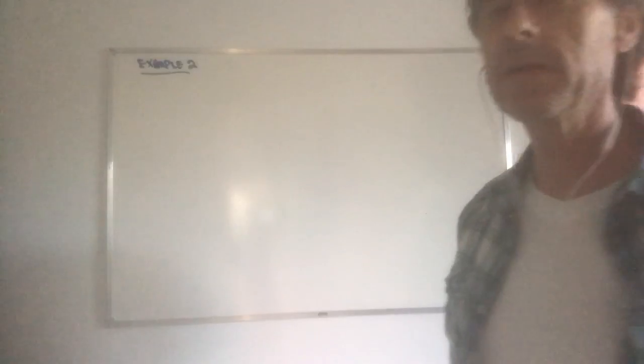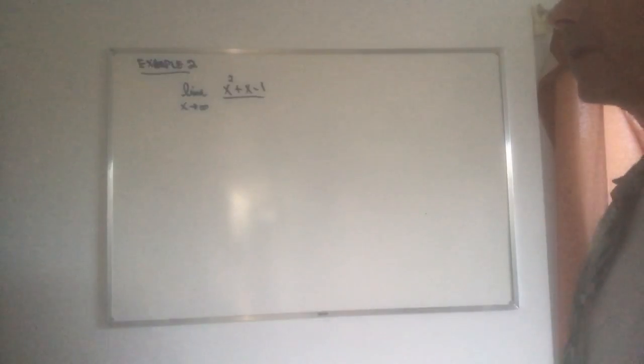Example 2. What if we wanted to take the limit as x approaches infinity, again, of a good old polynomial like x squared plus x minus 1 over something like 3x cubed plus, I don't know, x squared minus 4?